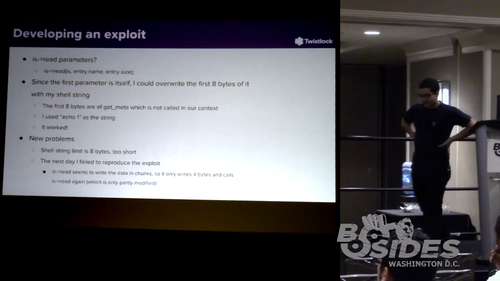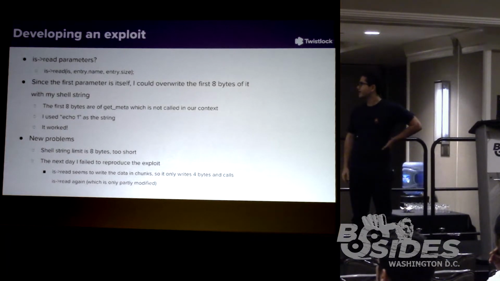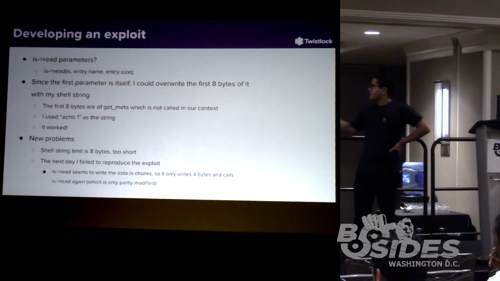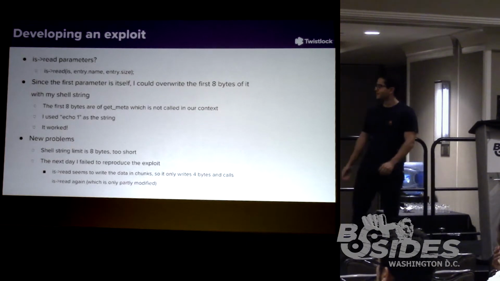Now, I thought that was good until I tried reproducing it on a different kernel version, and it didn't work. Trying to figure out what happened there, since IS at read would copy in chunks, at one time it just copied 4 bytes instead of 8, and then called IS at read again. But the new address of IS at read would be 4 bytes of the original address and 4 bytes of my overridden address, and it would crash. So I had to find something else on the heap I could do.